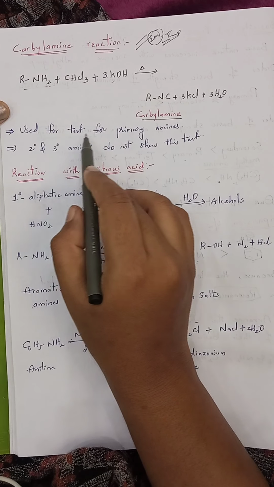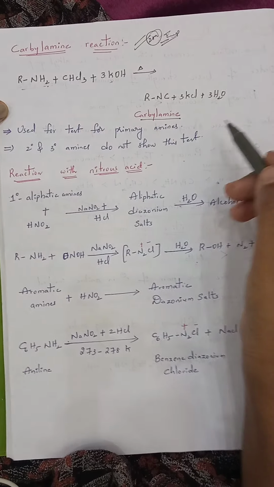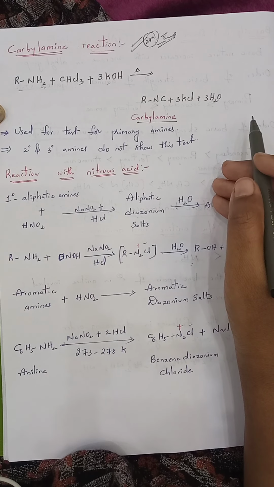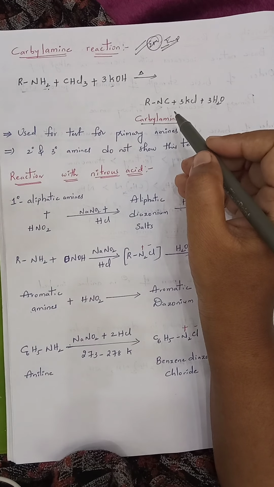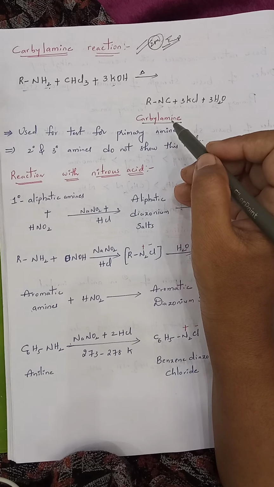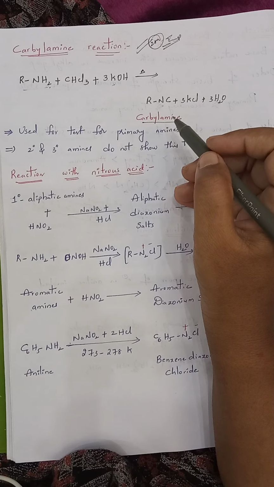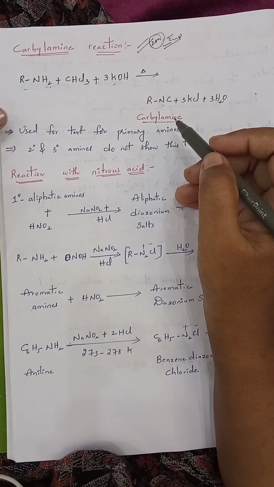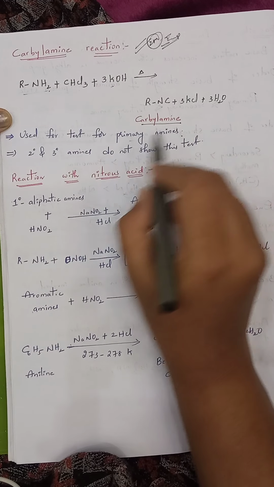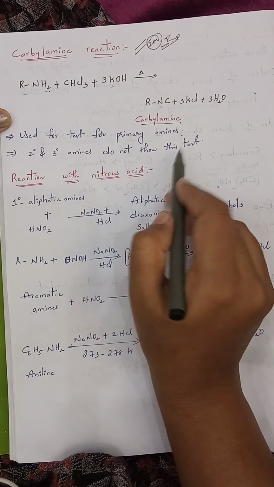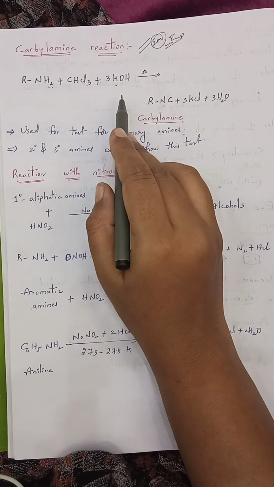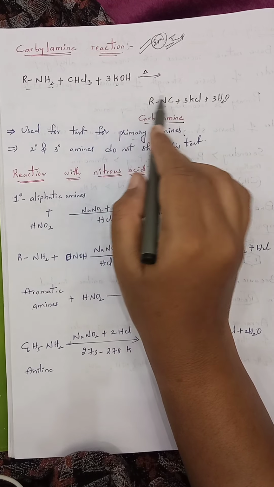Remember, this test is used to test for primary amines. How can you find the primary amines by this test? Because of that foul smell. We cannot see this carbylamine or isocyanide which is formed, but by observing that foul smell, we can easily confirm the given amine is primary. Secondary and tertiary amines do not show this test. Only primary amines react with chloroform and this potassium hydroxide.